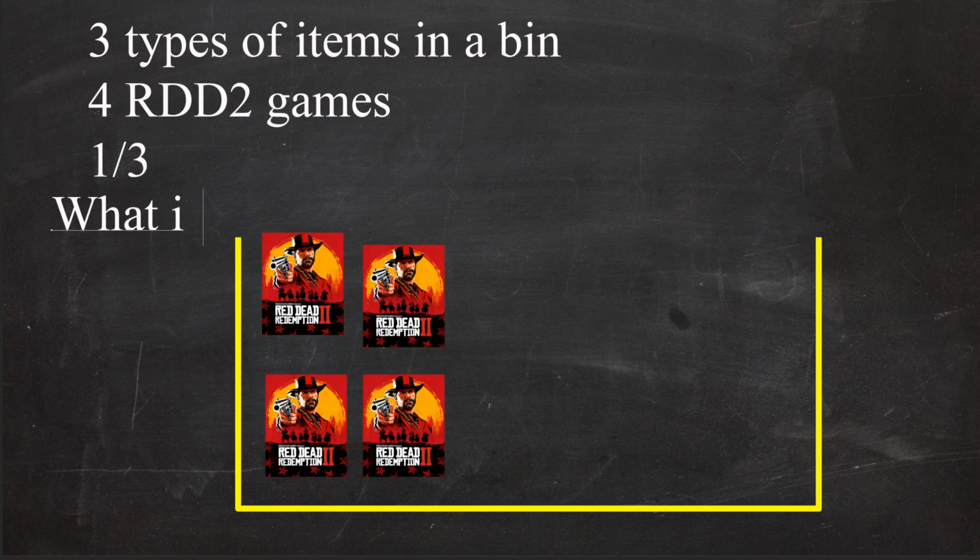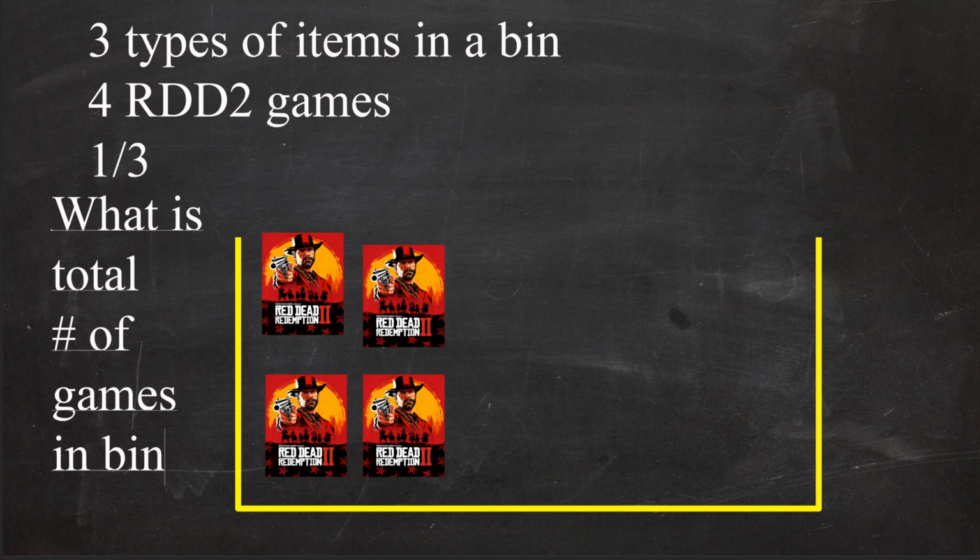What is the total number of games in the bin? Okay, so this is a standard question. The only information we're getting is that there are 3 types of games in this bin. They tell us that there are 4 Red Dead Redemptions, and the probability of selecting a Red Dead Redemption is 1/3.